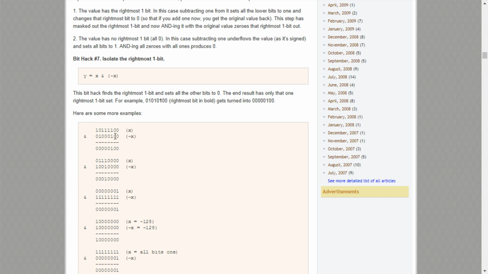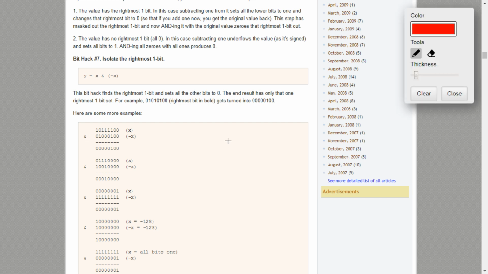Maybe we should take a more detailed look at this. So we had our original number, it was 1, 0, 1, 1, 1, 1, 0, 0. Sorry about that handwriting there, pretty awful. Okay, and then we want to convert that, so we want to do negative that, so I'll do it in 2 steps here. First I'm going to say not this, and then I'm going to add 1 to it.